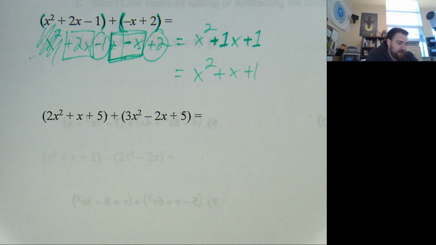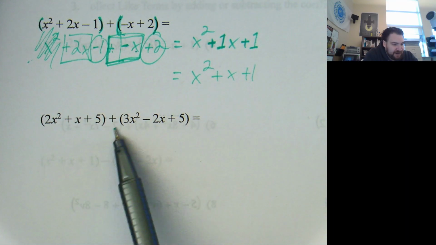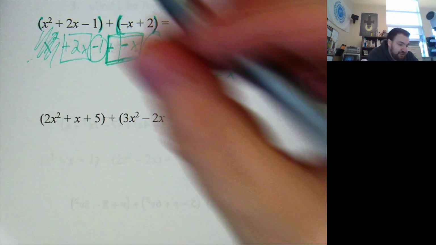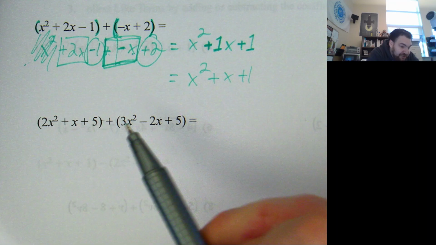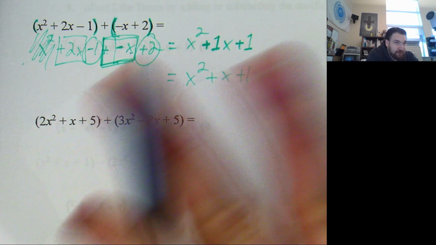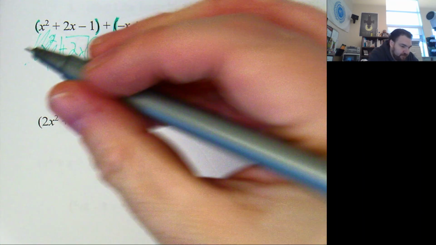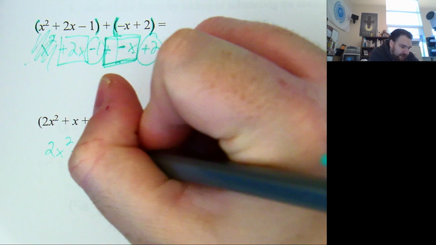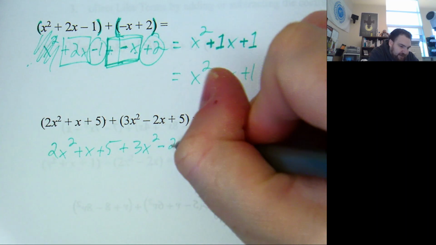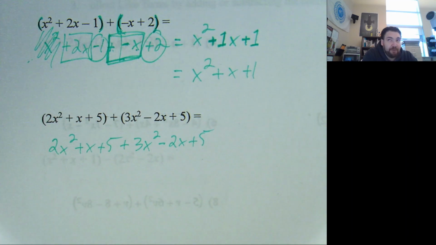Let's do one more. I've got this guy here, 2x squared plus x plus 5 plus 3x squared minus 2x plus 5. So first step, because there's nothing else going on here or here, we're just going to drop these brackets and group our like terms. 2x squared plus x plus 5 plus 3x squared minus 2x plus 5. Drop the brackets, rewrite the question. This is how I want you to show me your work. And now we're going to group our like terms.